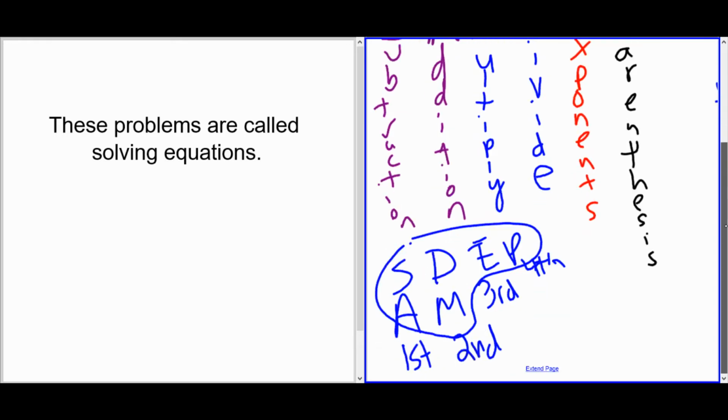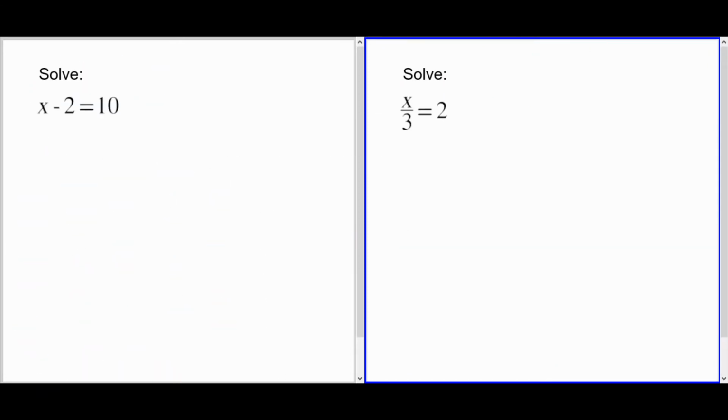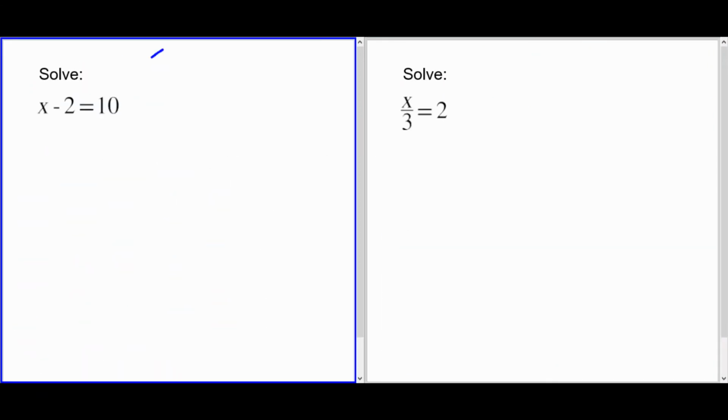Okay, so I'm going to do a first example. So again, I'm going to write my SAD MEP out. So in the first one, it says x minus 2 equals 10. First, I like to draw a line down the middle of the equal sign. You might hear me refer to this as the fence, because it kind of acts as a barrier between the left side of your equation and the right side. Whatever you do to one side of that fence or that line, you must do to the other. It's like a mirror, okay? Whatever you do on one side, it's going to happen on the other, okay?